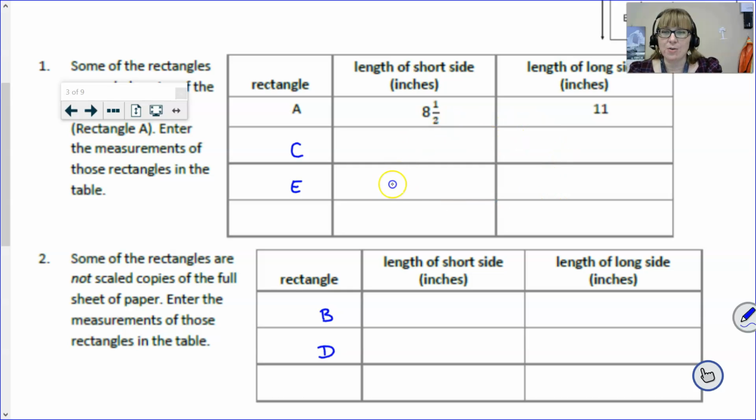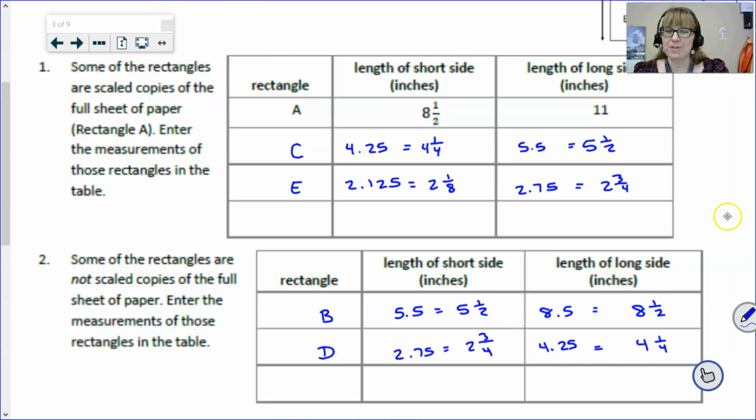Take a second and let's get those dimensions up here. C, the length of the shortest side was 4 1/4, and the length of the longest side was 5 1/2. Now, because I know that I'm going to be calculating with these numbers, I'm also going to do the decimal approximations because they're easier to calculate with. Continue on filling out your table with all of those dimensions. Continue when you're ready to go.